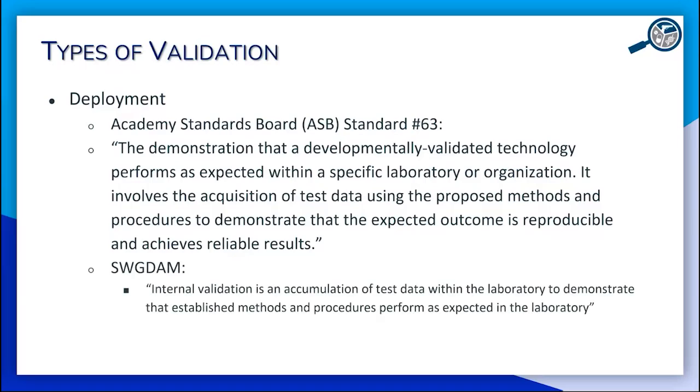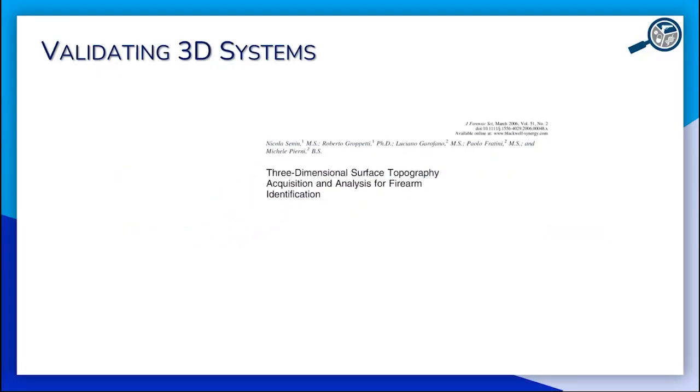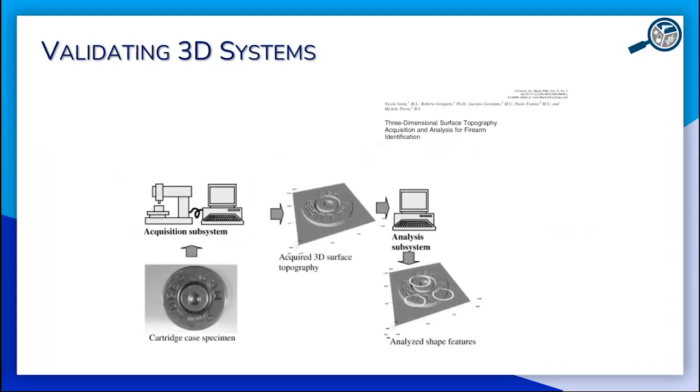So now that we've talked about these types of validations, let's talk a little bit more specifically about how you might approach this in your laboratory. I first want to turn to this article, which was published back in 2006, just as these 3D surface topography instruments were starting to get some interest in the literature and the scientific community. And there's a nice diagram from this publication that I like.